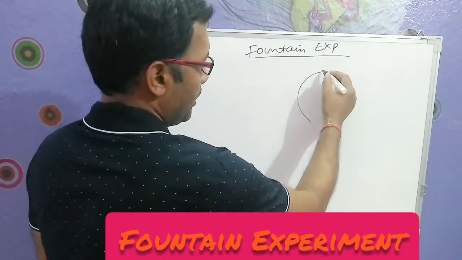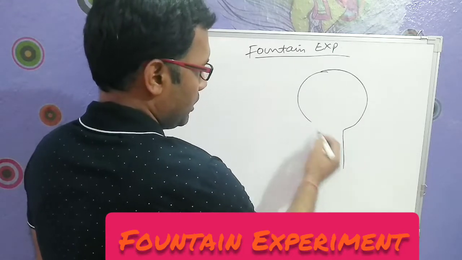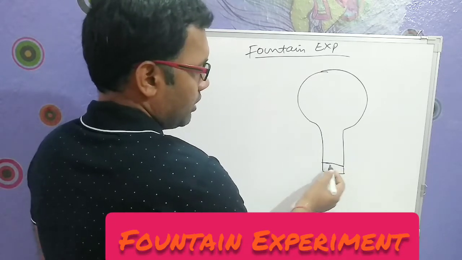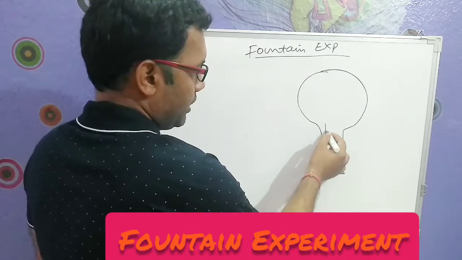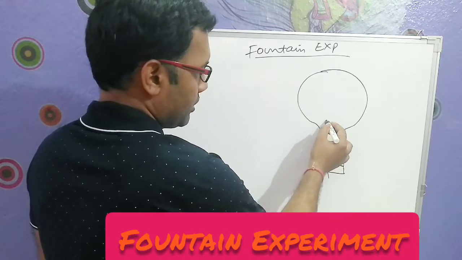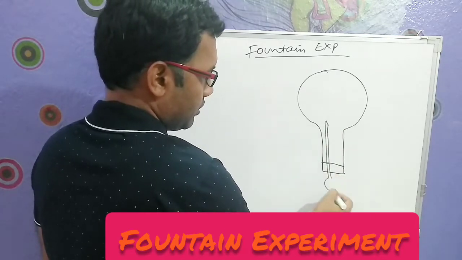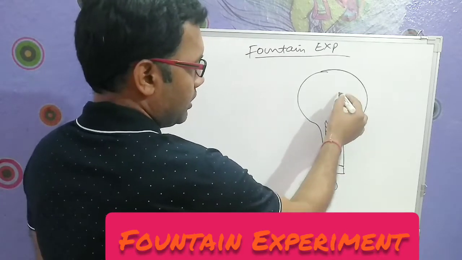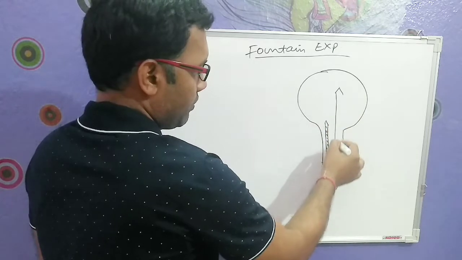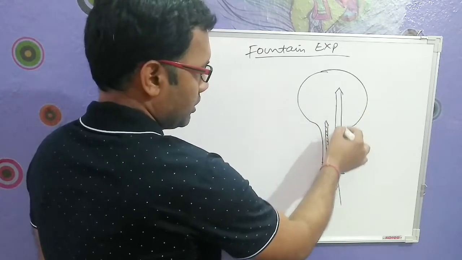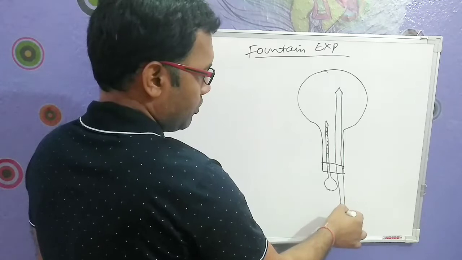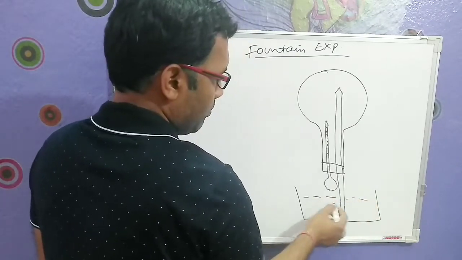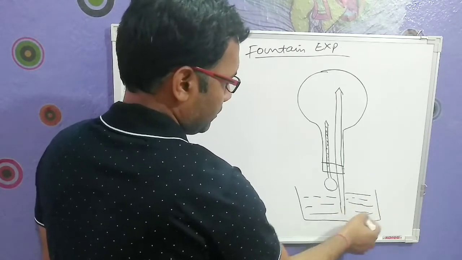We are taking an inverted funnel. In this funnel we are having a cork here. Over this cork we are injecting a dropper here. This dropper is filled with water. The second one, another tube we are taking, which is known as jet tube. Now this jet tube is immersed inside a container which is having blue litmus solution.